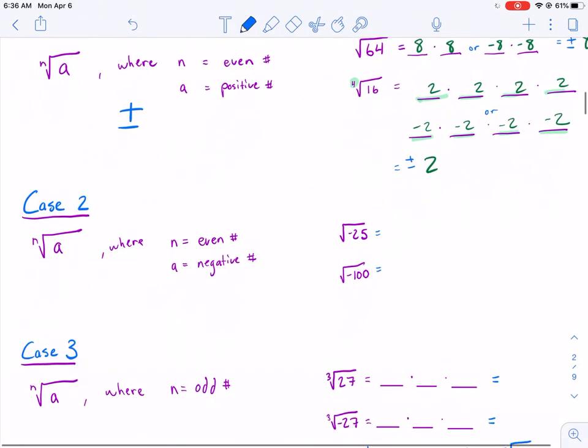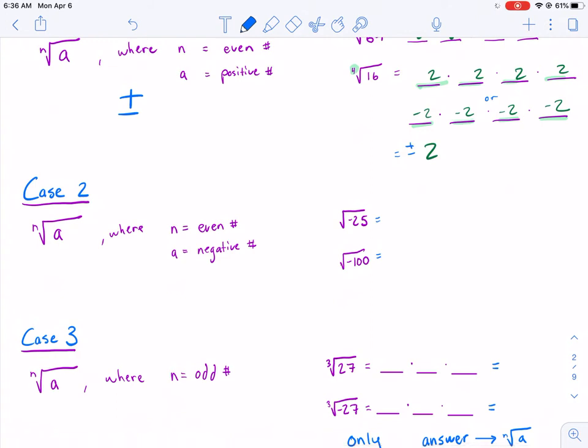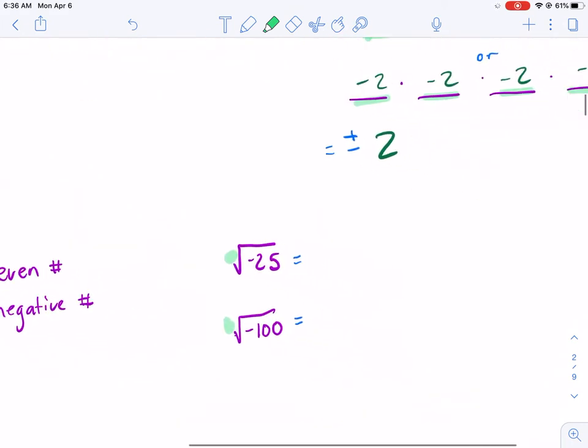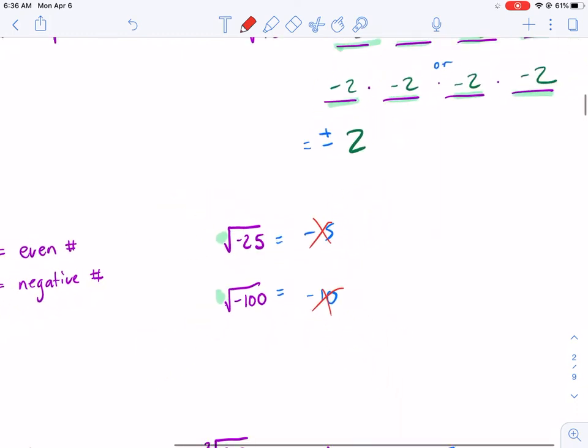Okay, let's move on to case 2, where n is an even number. We're talking about the root number, not the number underneath the radical. So that's an implied 2, that's an implied 2, and then a is a negative number. Here we have negative 25, and here we have negative 100. Some of you might think, oh, it's just negative 5, it's just negative 10. Those are incorrect responses.